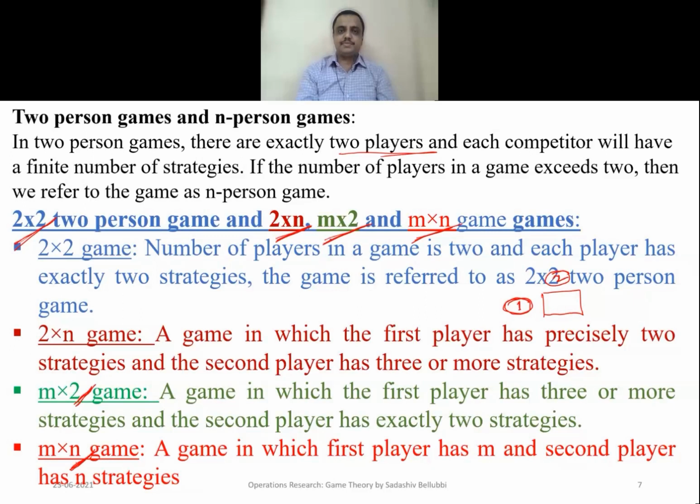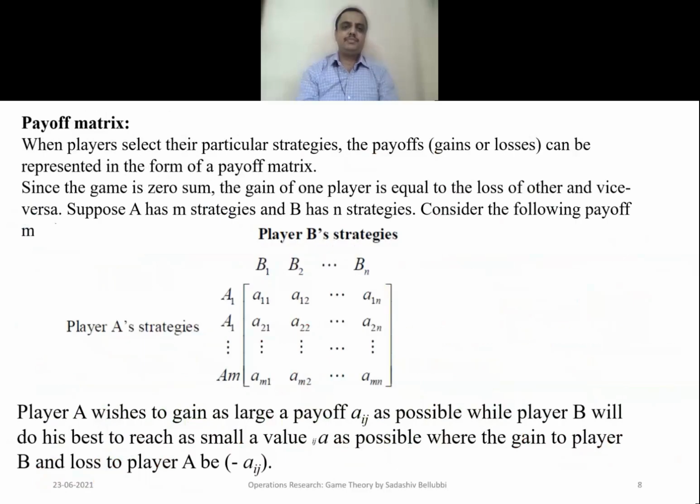The next is the payoff matrix. Whatever matrix is given here is the payoff matrix. Player A is the first player and player B is the second player. A1, A2, A3 till Am are the strategies of player A, whereas B1, B2 till Bn are the strategies of player B. And these are the payoffs. Once we get the payoff matrix, it always belongs to player 1 only.